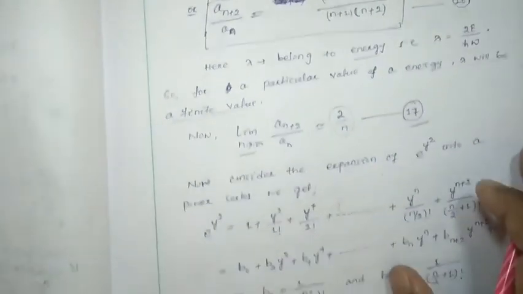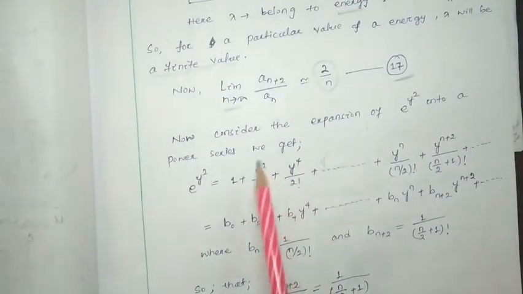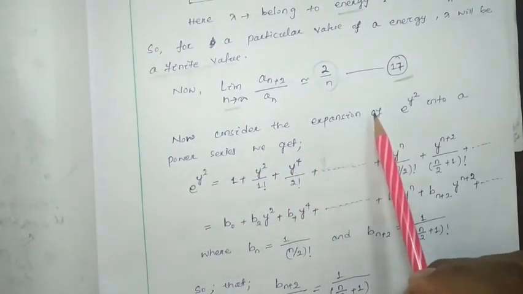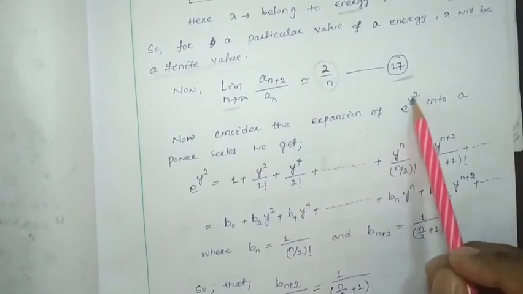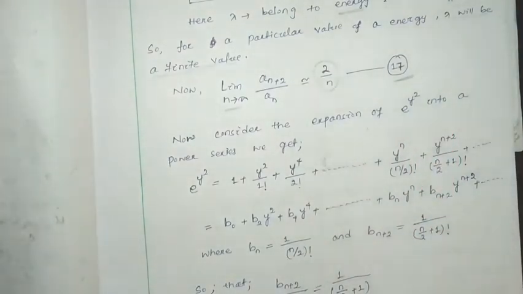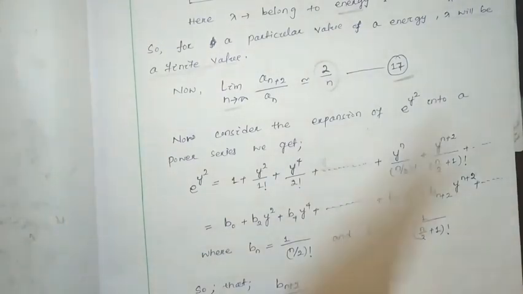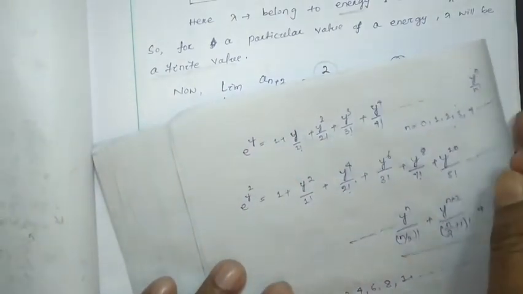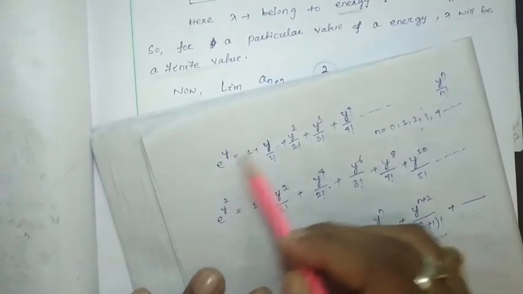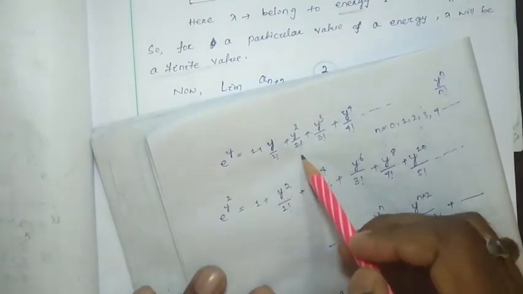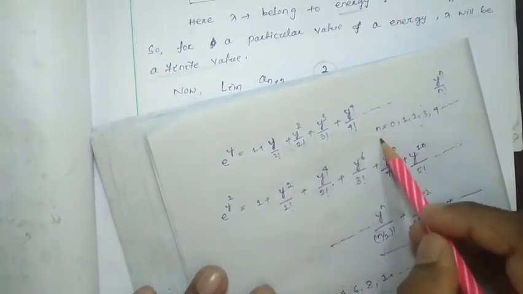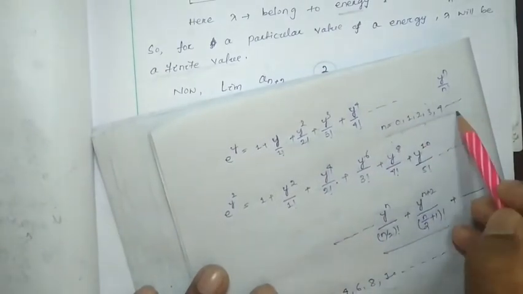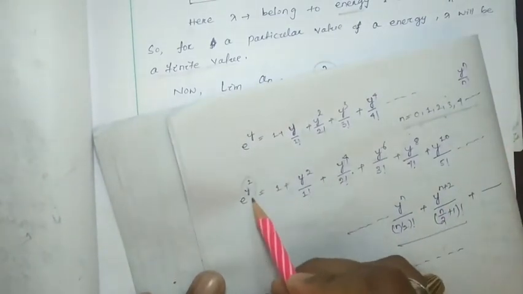Here is another interesting thing we can observe. First, we have to consider the expansion of e to the power y square. We know that the expansion of e to the power y, generally e to the power x, is 1 plus y by 1 factorial, y square by 2 factorial, y cube by 3 factorial, y 4 by 4 factorial, where n is equal to 0, 1, 2, 3, 4 like this. So here if we consider y square, then it will be 1 plus, instead of y, y square by 1 factorial, y 4 by 2 factorial, y 6 by 3 factorial.